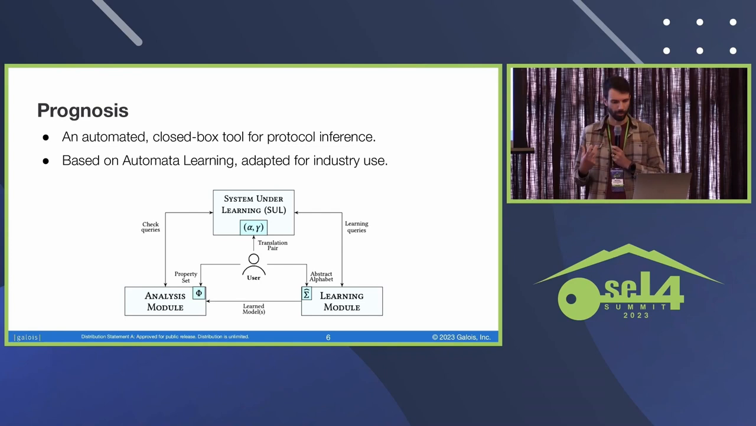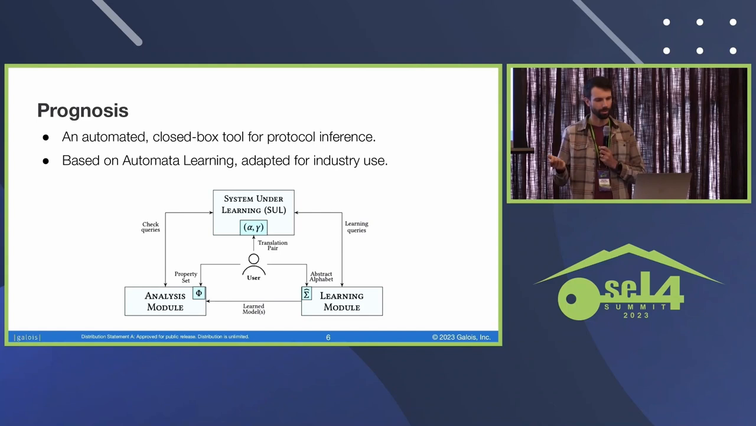The most important piece is the translation pair, which translates the messages, or more abstractly the alphabet the system understands, to the level of abstraction you desire as a user. For the TCP protocol, we don't want to be fiddling with bits and reasoning about what particular bit sequence makes sense. We are interested in things like acknowledge packet, syn packet, and so on. The translation pair lets us translate both to higher abstraction and to lower abstraction, because the learning module needs to be able to query the system with essentially arbitrary sequences of inputs.